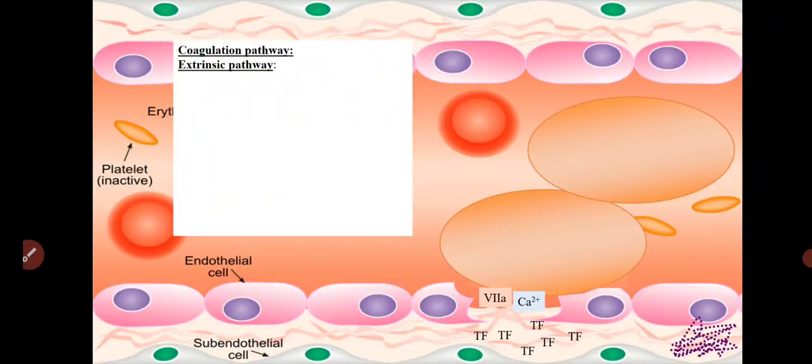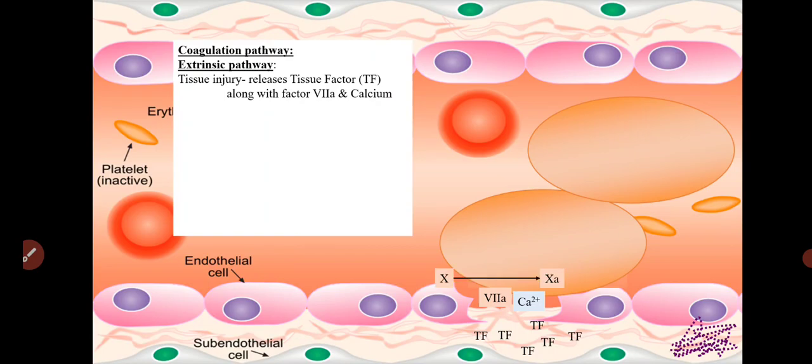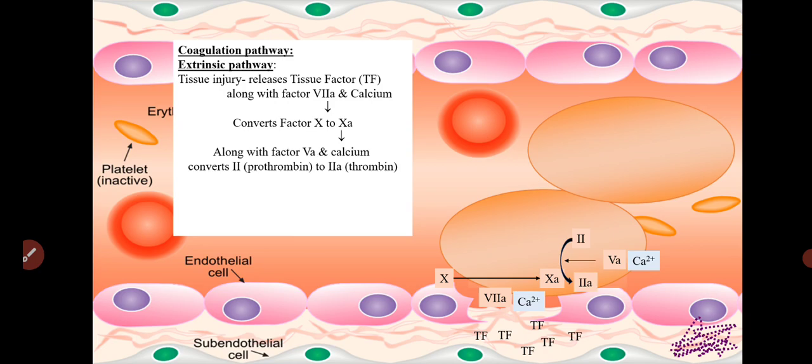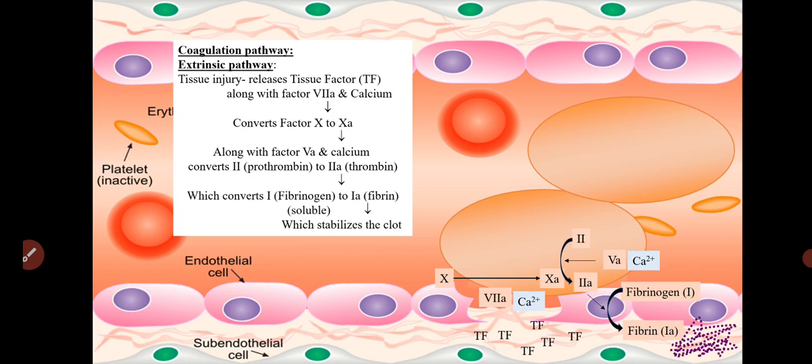So further we'll come across the coagulation pathway. At the site of injury, there is a release of tissue factor along with factor 7A and calcium. It activates factor 10. This activated factor 10 along with factor 5A and calcium converts prothrombin to thrombin. This thrombin then converts fibrinogen to fibrin, which stabilizes the clot.